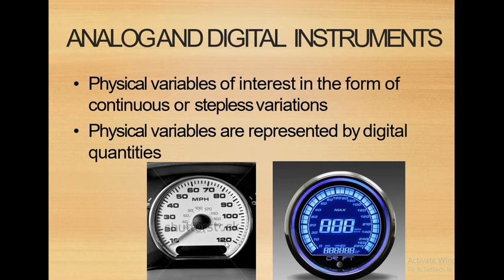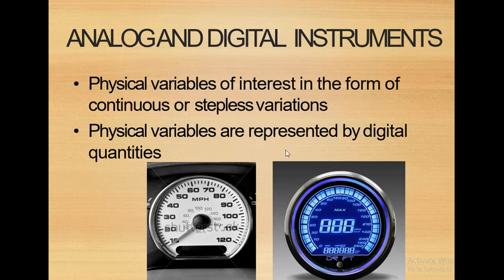Suppose this speedometer is attached to the bike. Then as per the rotation of your bike's wheels, there is a mechanical arrangement, and this pointer is directly proportional to that mechanical variation, which is directly proportional to the speed of your wheel or bike. So the physical variable of interest here is speed, in the form of a continuous or stepless variation.